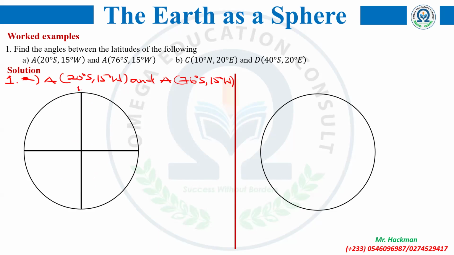So this will be your north pole, your south pole, then your west, your east. But you know that this is 0 degrees, which is the equator. So east. This is what we have. If I'm supposed to fix this point, how do I fix this point? This point will be 20, so the latitude will be 20 south. South is here, so I will come down and indicate my 20.